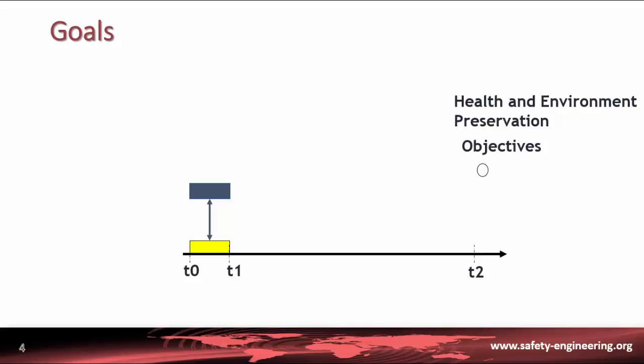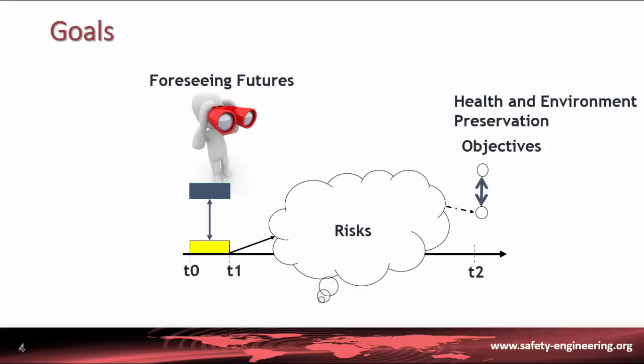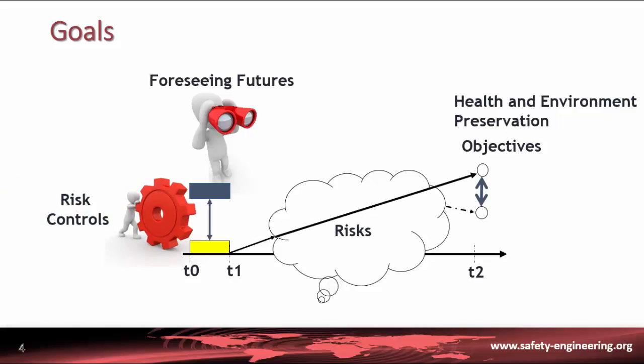The first step in safety management is to specify your goals. Safety management addresses the future. The first goal is to identify possible futures and especially risks. The second goal is to suggest which means can control the risks that could prevent us from achieving our objectives.